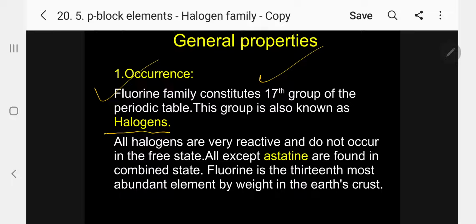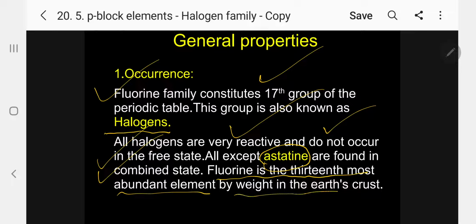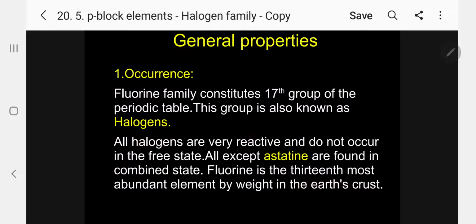That's why it is called the halogen family. All halogens are very reactive and do not occur in the free state. All except astatine, the last one, are found in the combined state. Fluorine is the 13th most abundant element by weight in the earth's crust. Please follow.